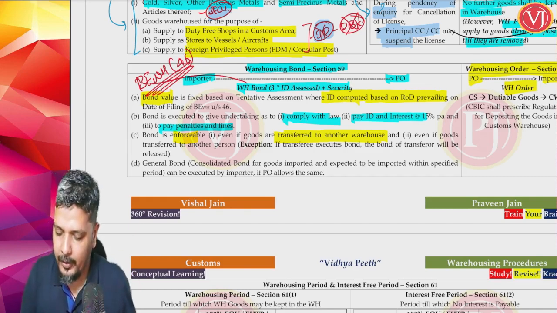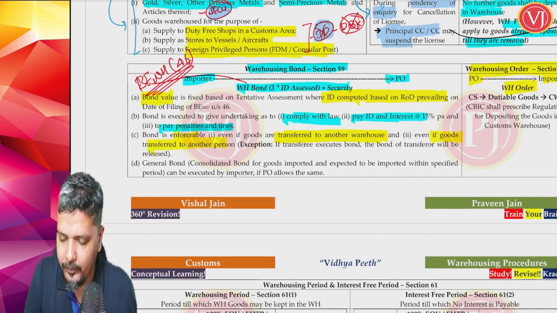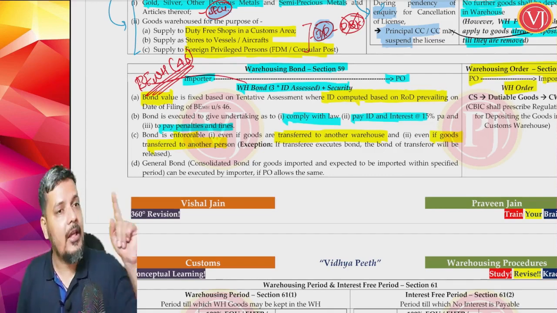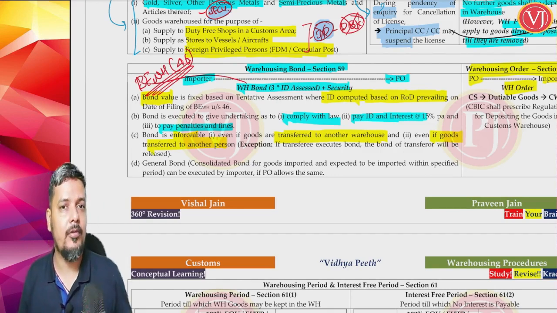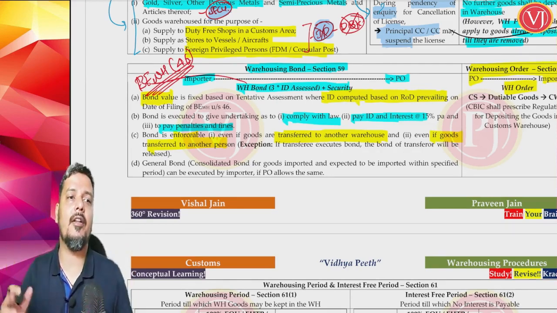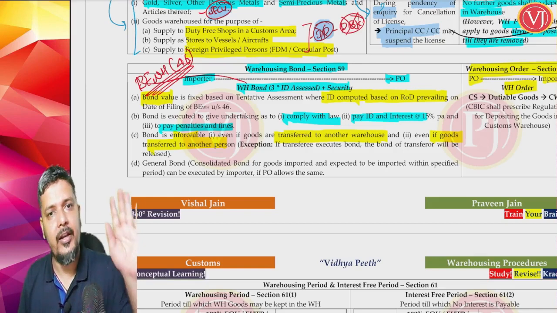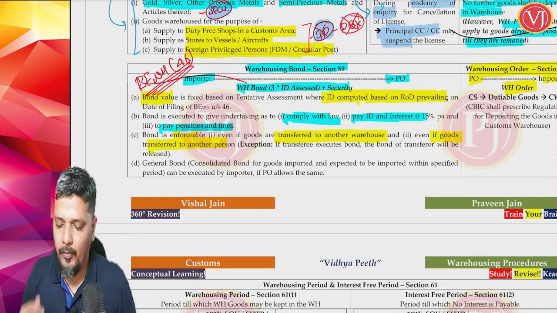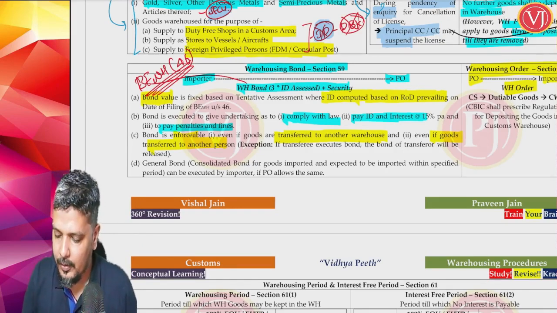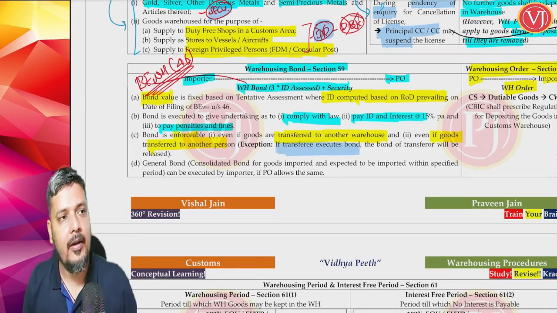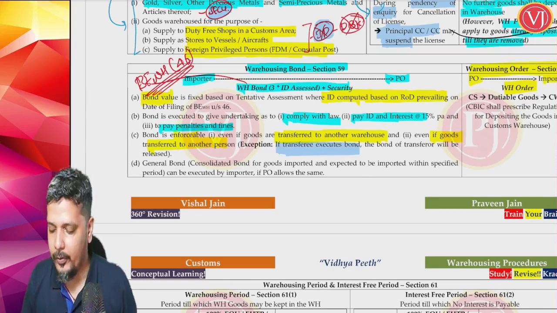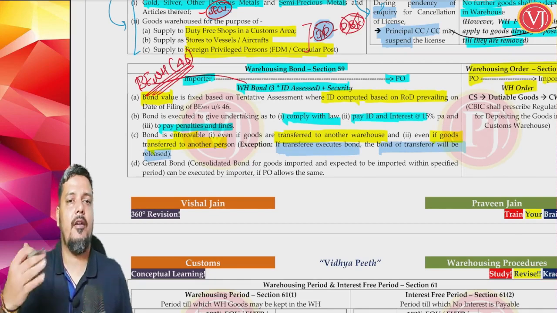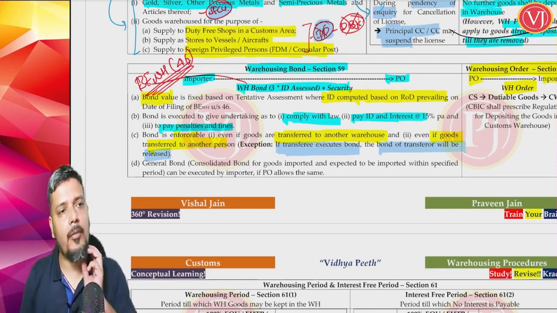But what is the special point? Even if the goods are transferred, importer 1 changes the title, gives the title to importer 2, even then the bond of importer 1 can be used. Whether the warehouse changes or whether the person changes, the bond still will remain intact. Bond still can be used. If you want to escape that, what do you have to do? Ask the next importer to execute a bond. If you do that, then the government is ready. The proper officer will release your bond.